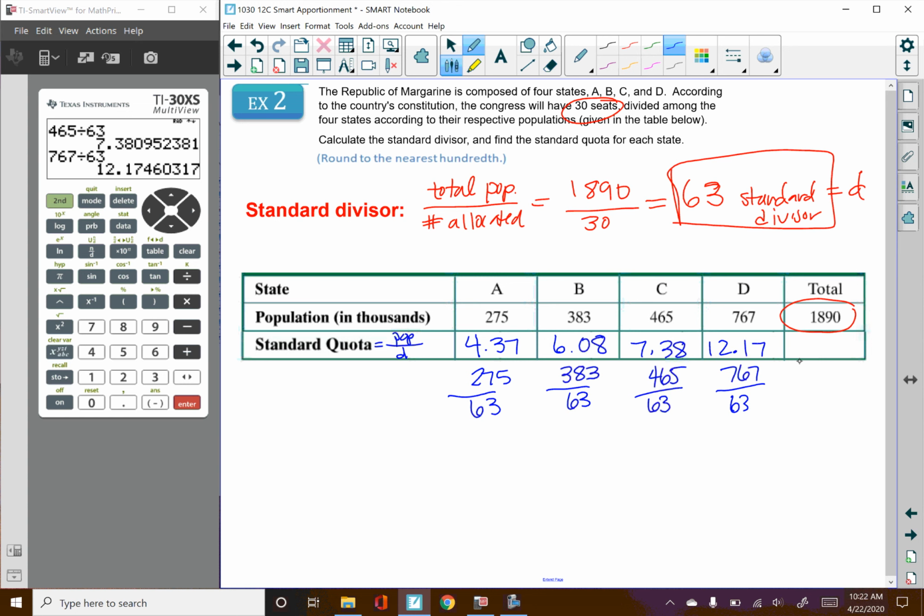12.17. Now, if you add those numbers up, you should get the total of 30 seats. So I'm just going to verify that really quick. And sometimes it will be off by 0.01 or something, just because of how we rounded. So don't panic if it is off by like a hundredth or something. So we actually get 30 in this case. So the total is 30. Okay, so that is our standard quota for each state.